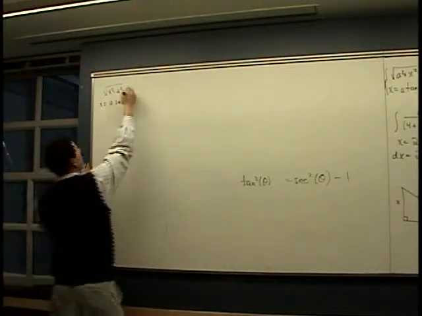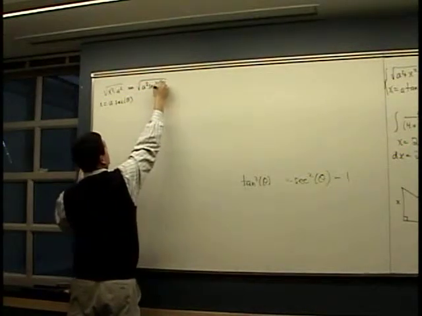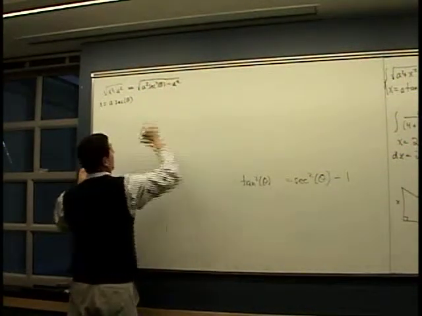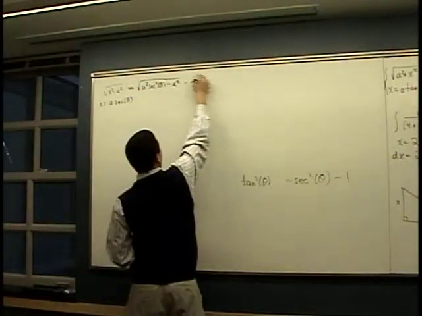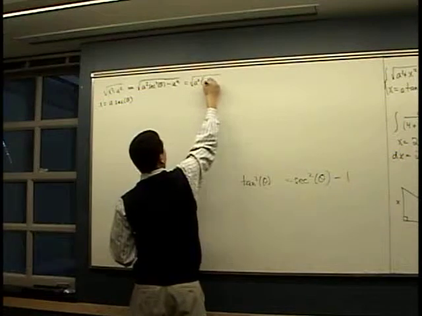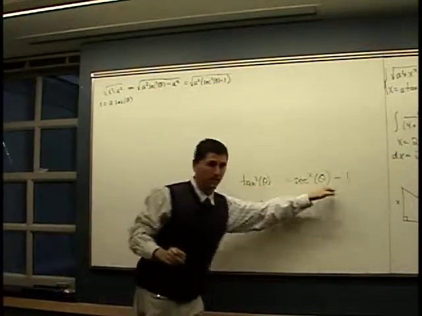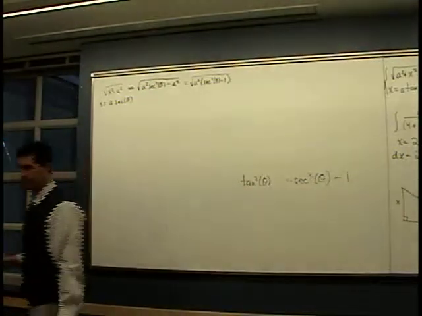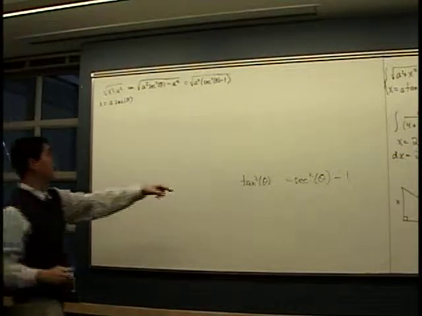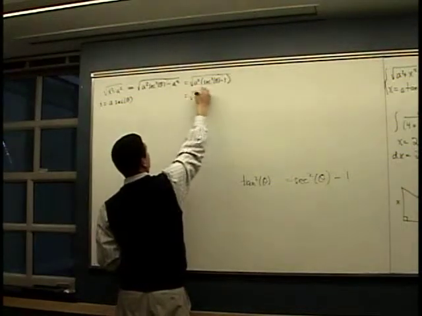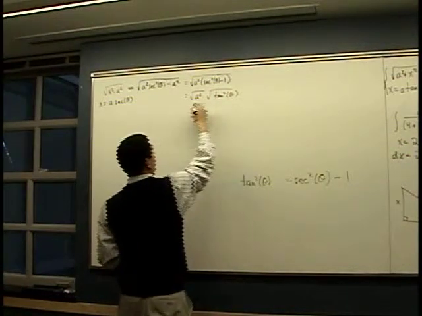And when I do that, I get a squared secant squared theta minus a squared. Factor out my a squared again. And I get secant squared theta minus 1, which is exactly this right-hand side of the formula. So I know I can replace it by tangent squared. And now everything is very nice.